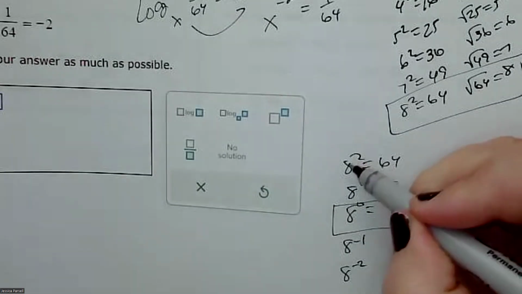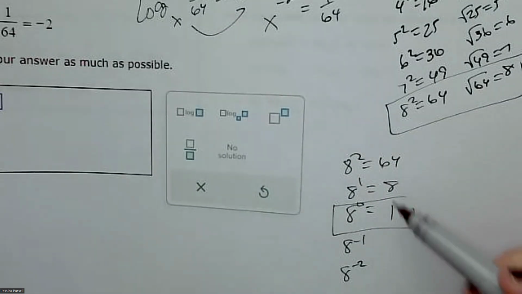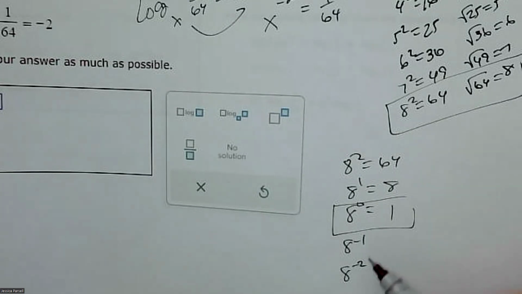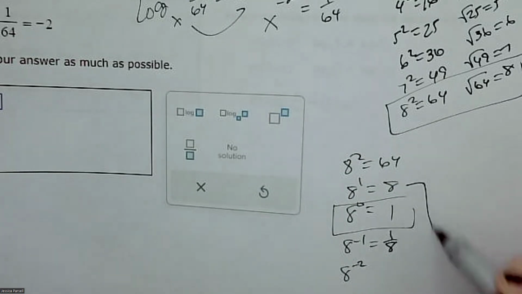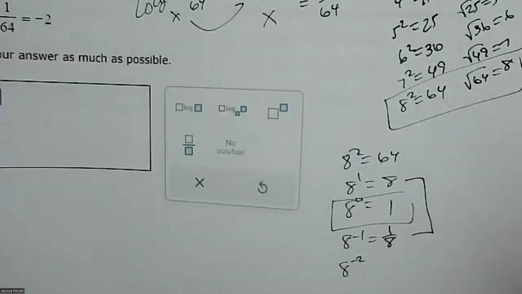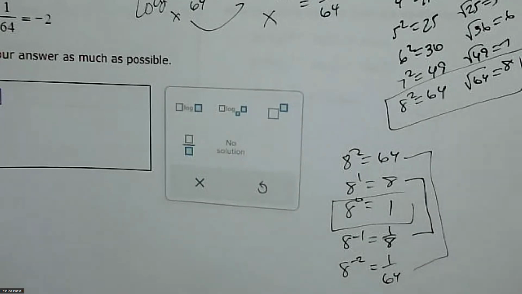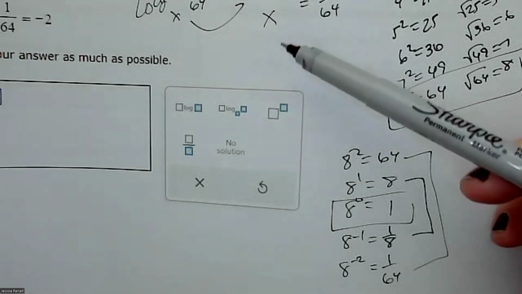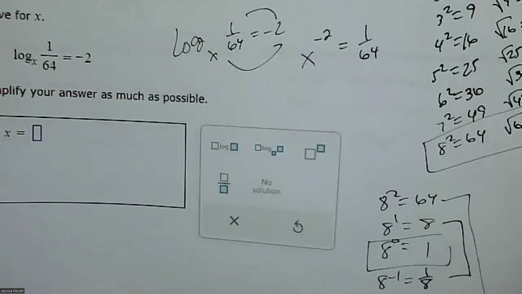So in this video and the last video, I was trying to walk you through a little bit of this pattern here. If 8 to the first power is 8, what is 8 to the negative first power? Well, its evil twin, 1/8. If 8 squared is 64, what's 8 to the negative 2? Well, it's 1 over 64. It kind of goes with that. So we know that 8 to the negative 2 equals 1 over 64. So that tells us what x is. x has got to be 8.